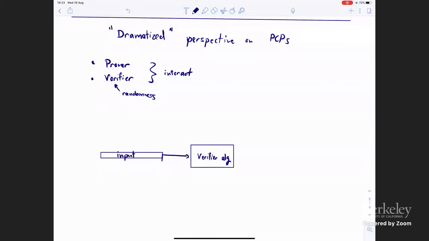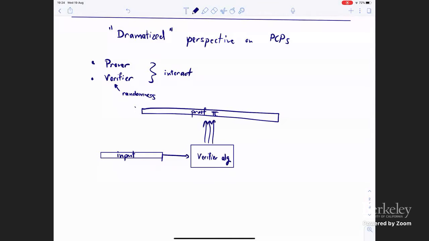And the verifier also has access to a proof. Okay, so here is the proof. Here is the proof. So the prover wrote down the proof and left the room, and the verifier can read the proof.